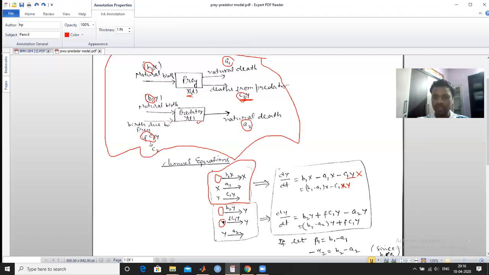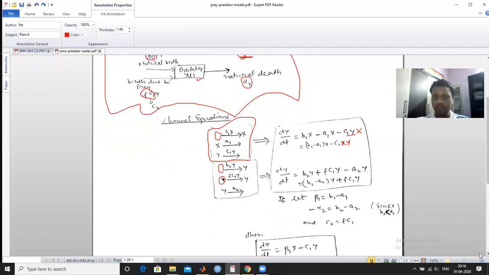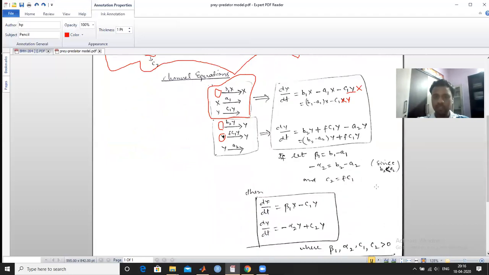So we can rearrange the terms and define new coefficients. We take beta 1 as b1 minus a1. This is the growth rate, because b1 is the natural birth rate, a1 is the natural death rate. So beta 1 will be the natural growth rate of the prey. So we can replace it with beta 1. Instead of this one, we write down beta 1.